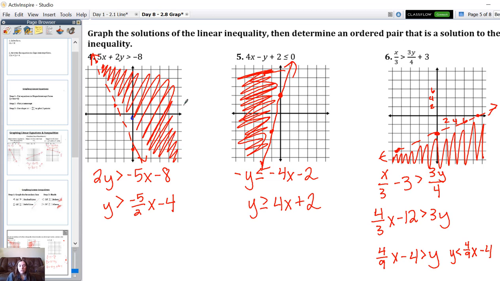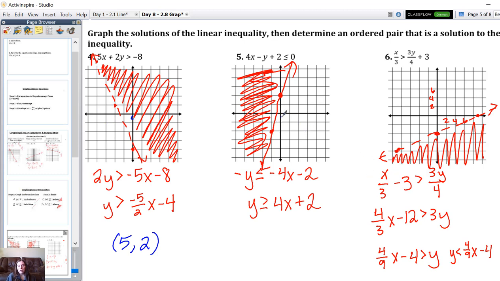For example, 0, 0, or 5, 2, anything that's in this shaded region. I'm just going to go with 5, 2. Literally anything that's in the shaded region. If it's not shaded, if it's to the left or below this line, it's not a solution.